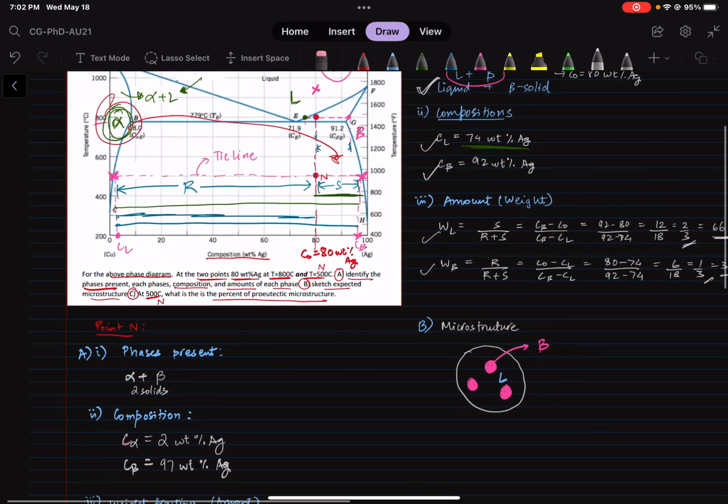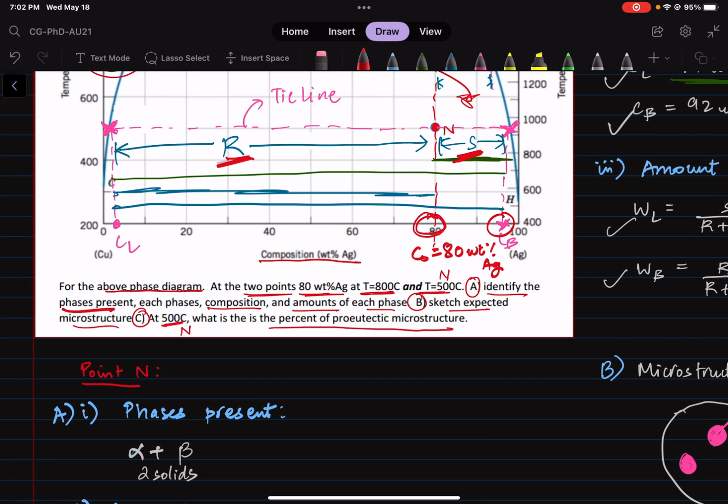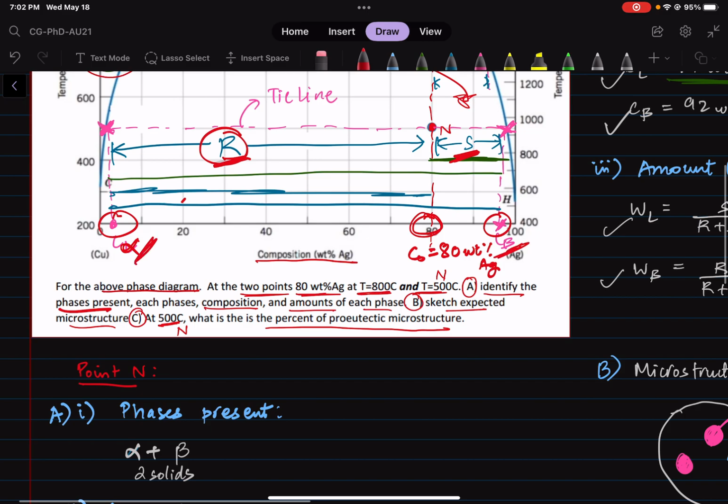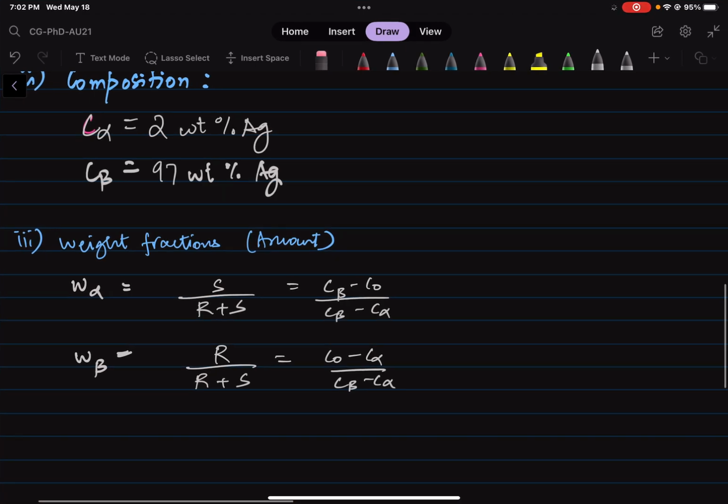What I'm doing when I write that is just trying to find the lengths of R and S. So you can subtract C beta minus C naught to get the length of S, and then you can subtract C naught minus C alpha to get the length of R. And then you can just add them up, which becomes C beta minus C alpha, which is R plus S. And then you can just put in these values.